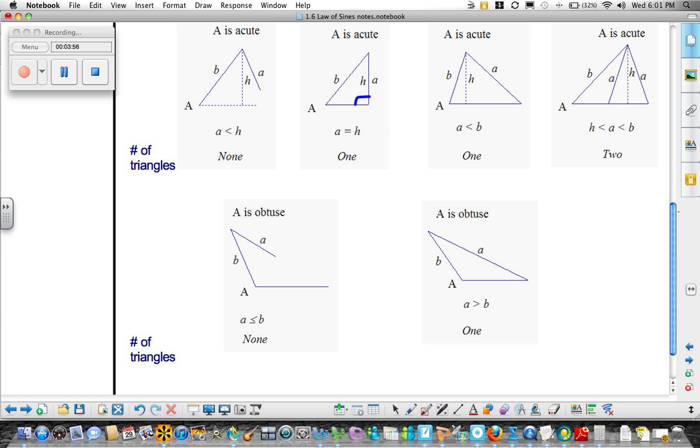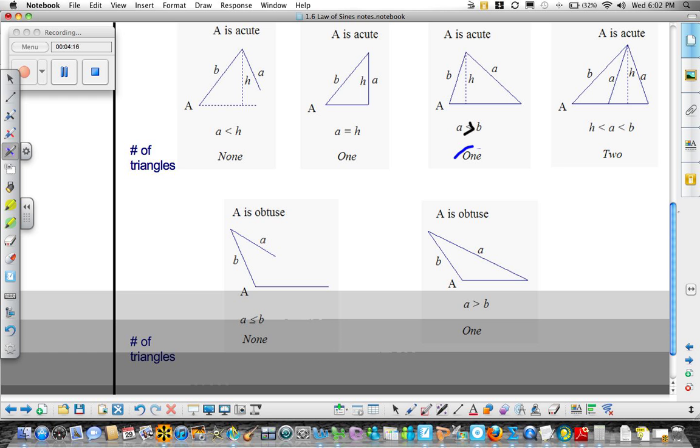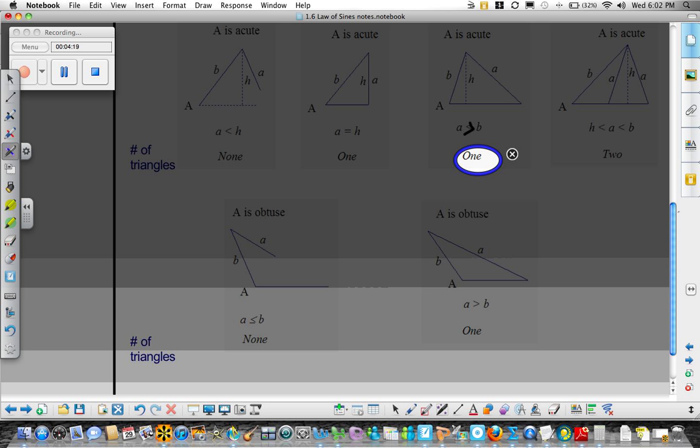This should actually read "is greater than." If A is greater than side B, and angle A is acute, no problems. There's only one triangle that can be made. Sorry about that, I meant to just underline it. One triangle that can be made, and you're just going to use the law of sines to solve that triangle. That's going to be the first example that we do.